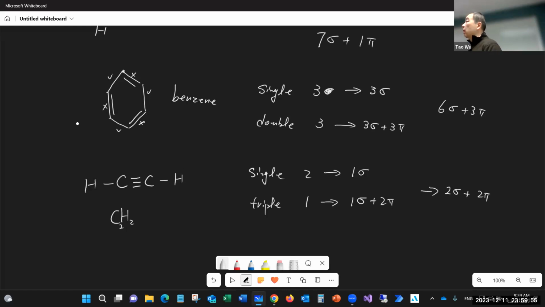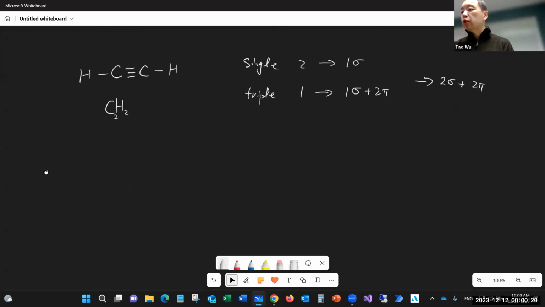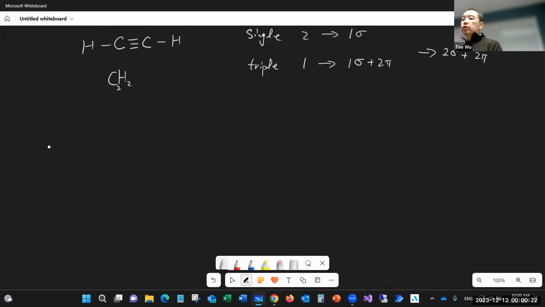Okay, so this is how we count the sigma bonds and the pi bonds. Any questions? No question? Okay. So this is the MO theory that we're talking about. Generally, they're asking you how many sigma bonds and how many pi bonds they have. Okay, and then we're going to talk about hybridization.